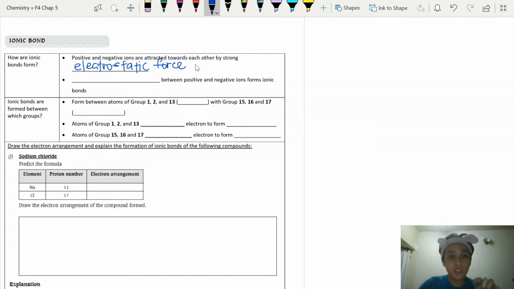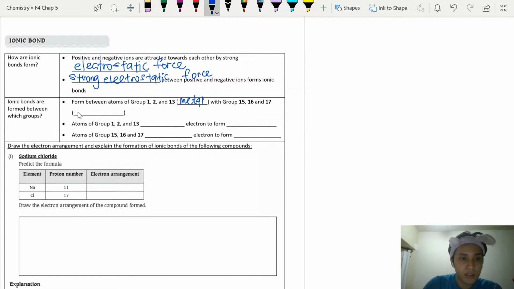You're going to use these keywords in your explanation. Very, very important. Because of the strong electrostatic force, they will form ionic bond, meaning the positive ion and the negative ion will come together and form the ionic bond. Between which group? Metals and non-metals. So you need to remember your periodic table, your trend, which are metal, which are non-metal.